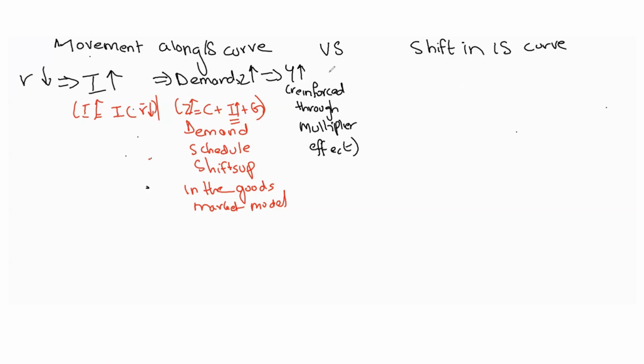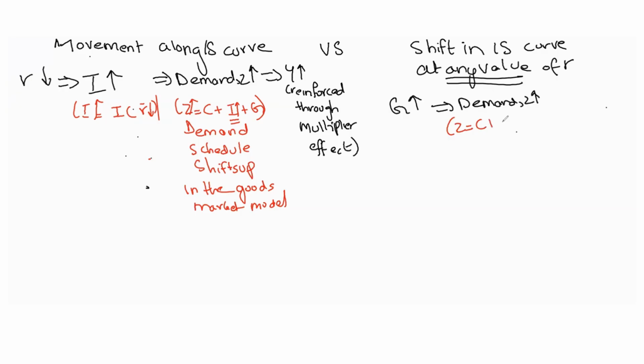Now let's compare this to a shift in the IS curve. The key here is that at any value of R, R is not changing. For any value of R, say G increases, like in the question, then demand Z increases. Again, why does demand Z increase? Because Z is equal to C plus I plus G. So here as G increases, Z increases.